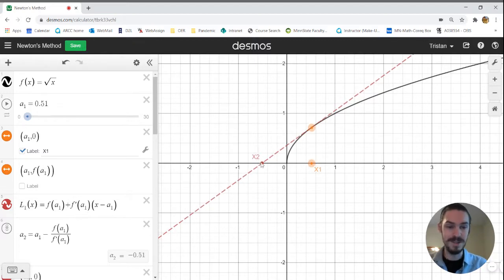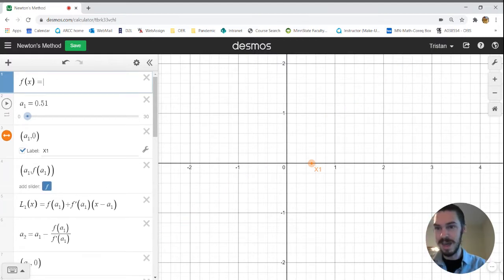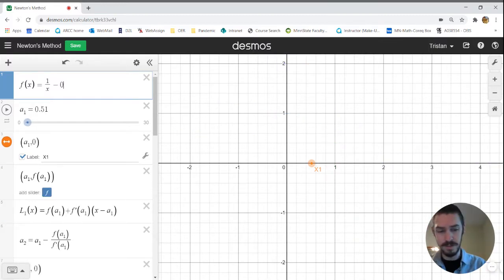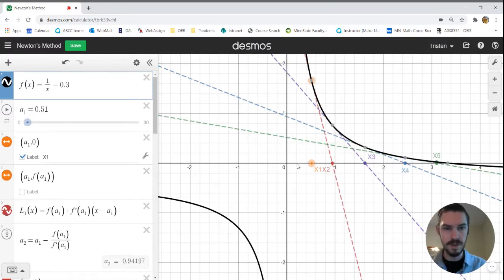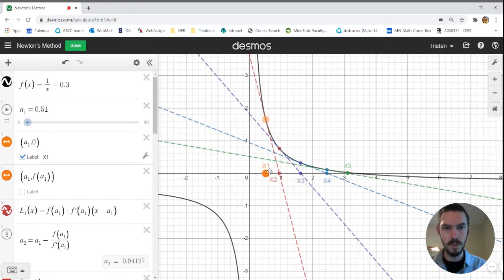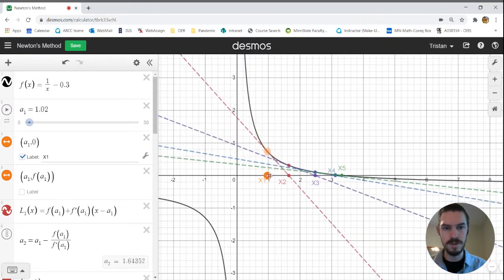We're dealing with maybe complex numbers at this point, right? So that's another problem you can have. And then I'll tell you one more. I want to do 1 over x minus some small number. So something like that. Here's another example where it works sometimes.